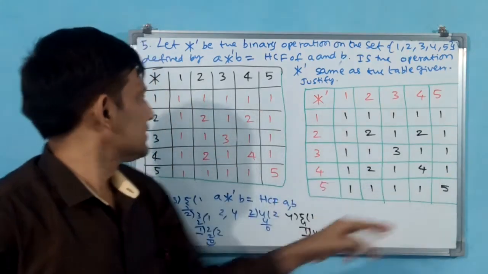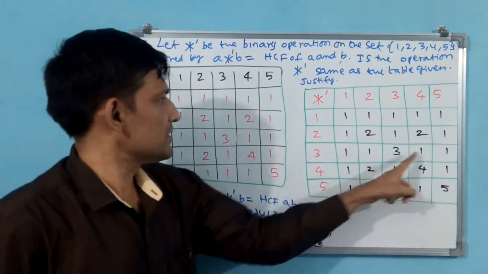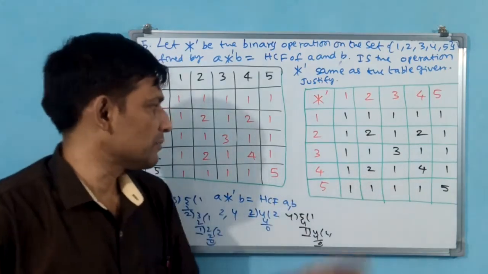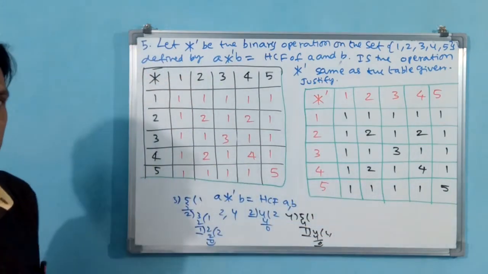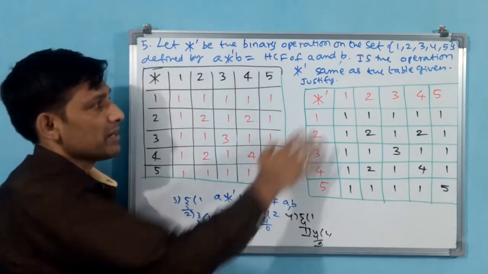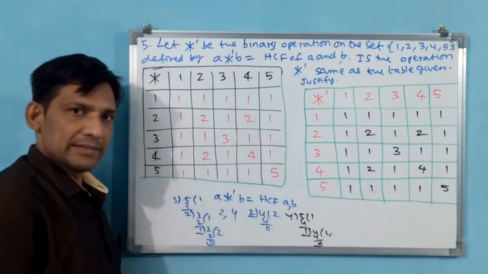1, okay, 1. Then 2 1 2 1. 1 3 1 1. 2 1 4 1. 1 1 1 5. That means this operation, both are same. Here they have not told this operation as HCF, but if we do the operation by HCF, the same table has come.